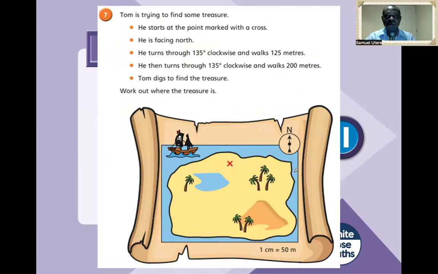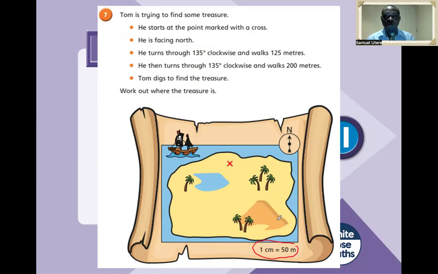Okay, so here you're asked, Tom is trying to find some treasure. He starts at the point marked with a cross. So he starts here. He is facing north. So you can see the north line on the map, the north indicator. He turns through 135 degrees clockwise and walks 125 meters. Now, take note, you've been given a scale here. You've been told that 1 centimeter should be 50 meters.